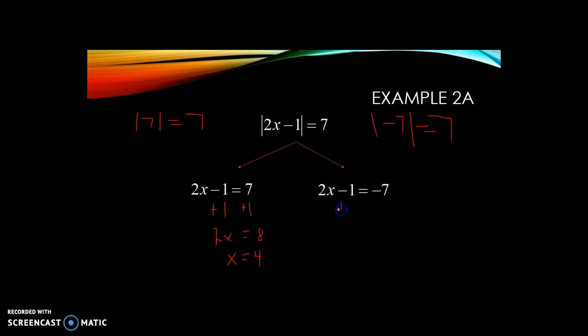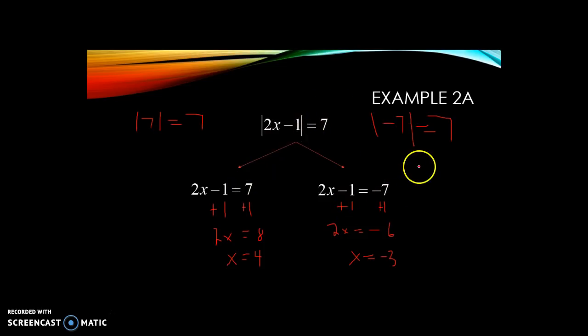I can do the same thing here. I add 1 to both sides, and I get 2x equals negative 6. When I divide both sides by 2, I get x equals negative 3. Those are our 2 answers. Understanding what absolute value does: it doesn't do anything to positive numbers, and it makes negative numbers positive. The common mistake here is that kids often change the sign here. You do not need to. You just have to change the sign of what it equals.